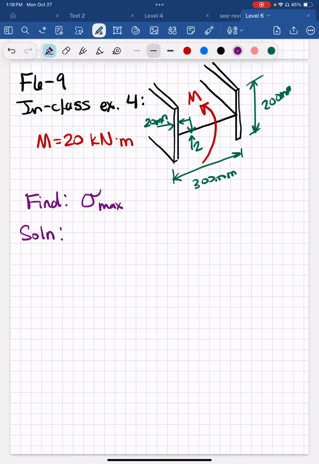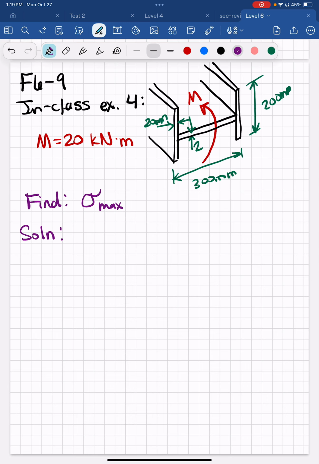All right, so this is in-class example 4 for 343. You can see the beam that we have here, and one of my lines disappeared, some of the dimensions of the beam, and then the moment is 20 kilonewton meters, and you can see the direction that it's moving in. And we're supposed to find the maximum bending stress in the beam.